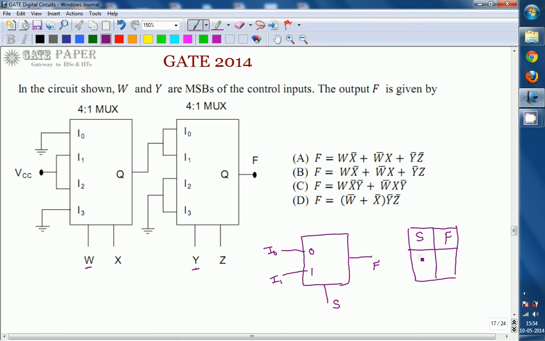If S is equal to 0, the 0th line is selected, I0 is given to F, so F will take the I0 value. If S is equal to 1, the first line is selected and I1 will be connected to F, so F will become I1. Writing the expression for F is very important. It has two inputs, out of which one is selected and given to the output based on the control signal, and we have to specify that in equation form.